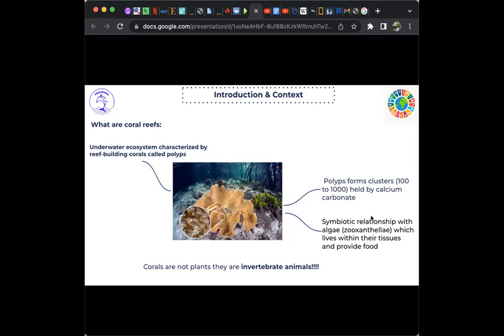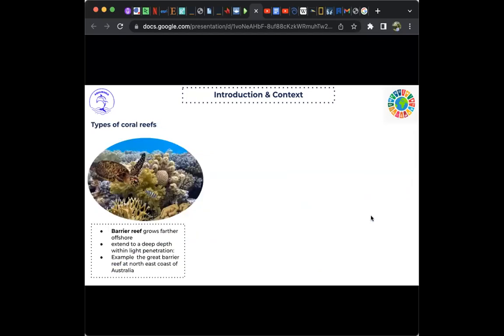And like I said earlier, don't forget, corals are not plants, they are invertebrate animals. So moving on, we are going to look at the different types of coral reefs. We have the barrier reefs. They are mostly found close to coastal areas, but not very, very close to coastal areas. They can extend to a particular depth.